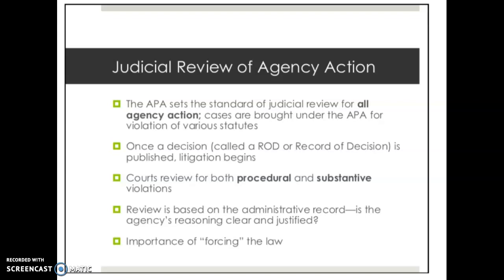So the courts review this for both procedural and substantive violations. Review is based on the administrative record that we talked about in the previous lecture, and is the agency's reasoning for the rule clear and justified? The importance here is enforcing the law. So, is their rulemaking enforcing the law that was made on the statutory level?